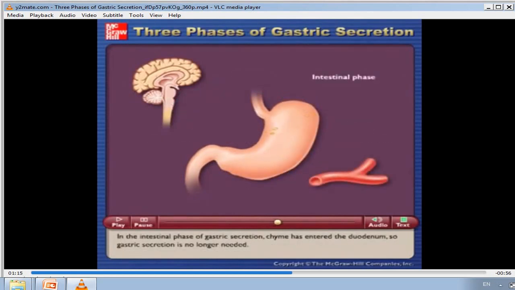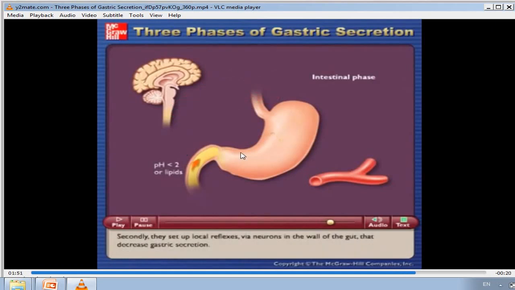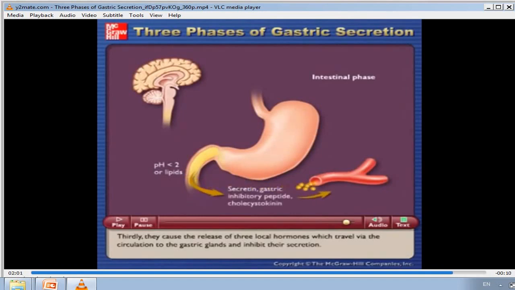In the intestinal phase of gastric secretion, chyme has entered the duodenum, so gastric secretion is no longer needed. When the chyme contains lipids from the digestion of fats or contains enough hydrochloric acid to bring its pH below 2, gastric secretion is inhibited. The lipids and hydrogen ions inhibit gastric secretion by 3 simultaneous actions. First, they cause impulses to go to the medulla oblongata to decrease parasympathetic stimulation of the gastric glands. Secondly, they set up local reflexes via neurons in the wall of the gut that decrease gastric secretion. Thirdly, they cause the release of 3 local hormones which travel via the circulation to the gastric glands and inhibit their secretion.